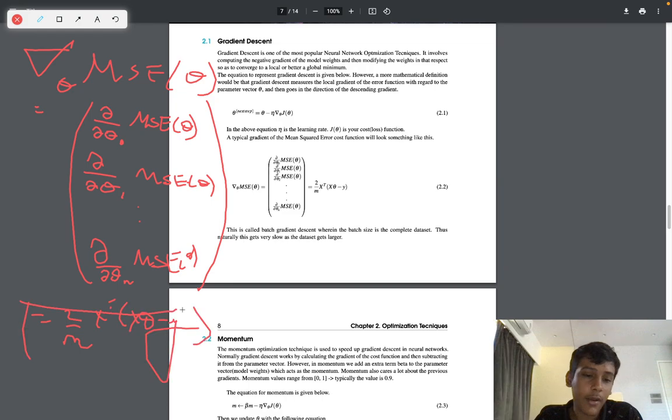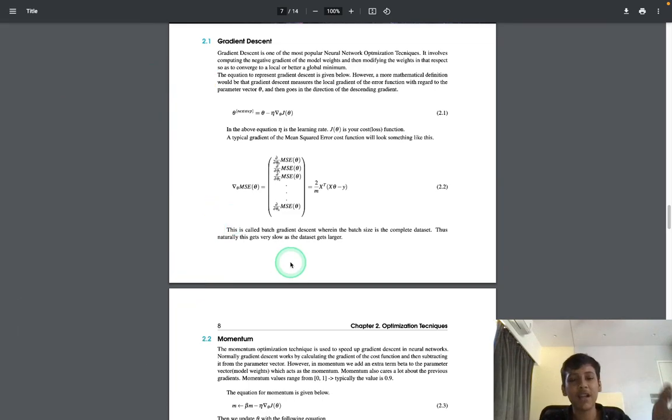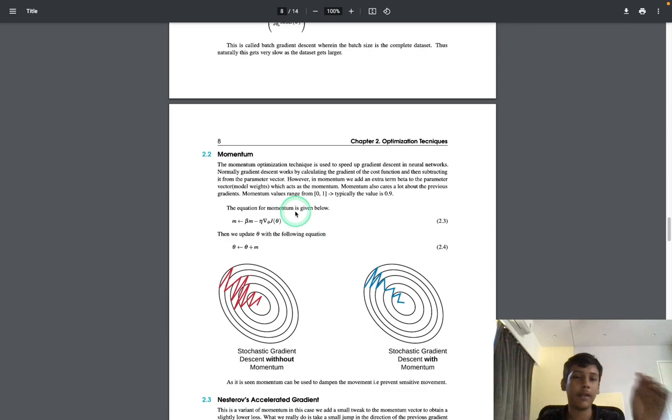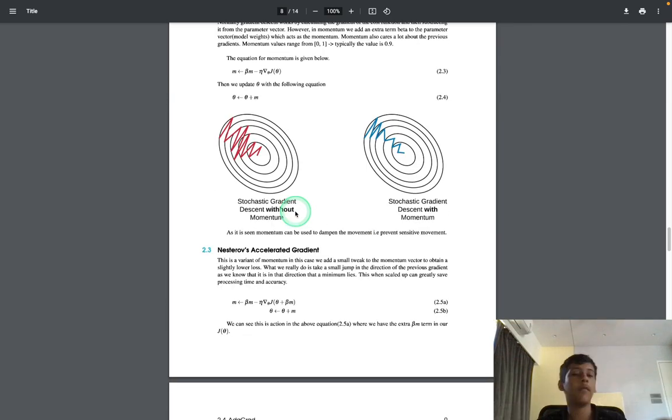The reason why we don't do this is because it is batch gradient descent. It takes the entire batch. We want to divide stuff into mini batches, or we kind of want to speed it up using something like momentum, which we have right here. Momentum can further be made more accurate by using Nesterov.